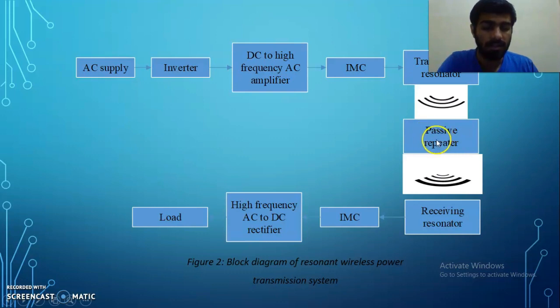This passive repeater will increase the wireless potential, so that a higher signal can be transmitted for a further distance. Then it will be received by another receiver, which will be inside the device, such as a smartphone or other devices.